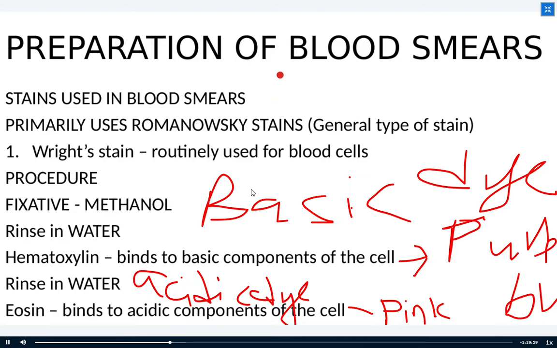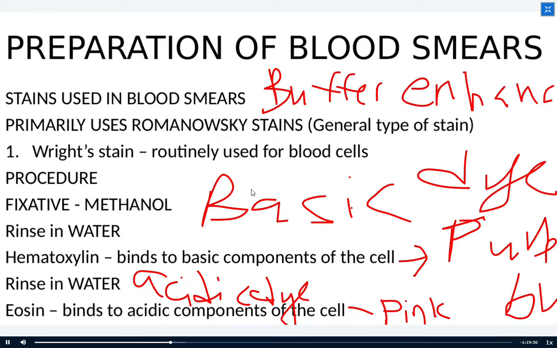Now, your buffer, class, would enhance the effect of the dyes. Okay, sige nga, let's recall your WBCs just to test your critical thinking. Your eosin would produce pink or red color in the cell. Now, what type of WBC would apply to eosin, class?